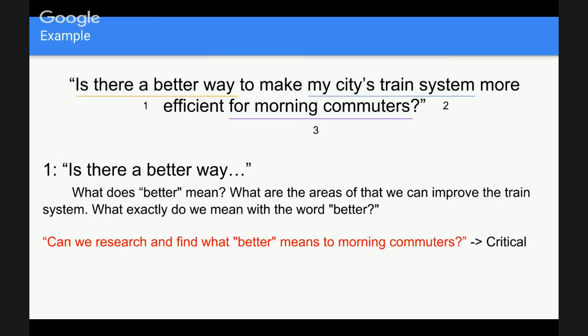As I was diving deep into this first part of the sentence, I wrote one question that really struck a chord with me: can we research and find what better means to morning commuters? Because I have an idea what better means, but what does better mean to them? This is actually a critical question. It will help me focus on that one assumption I have about better. So I need to do research on what better means.